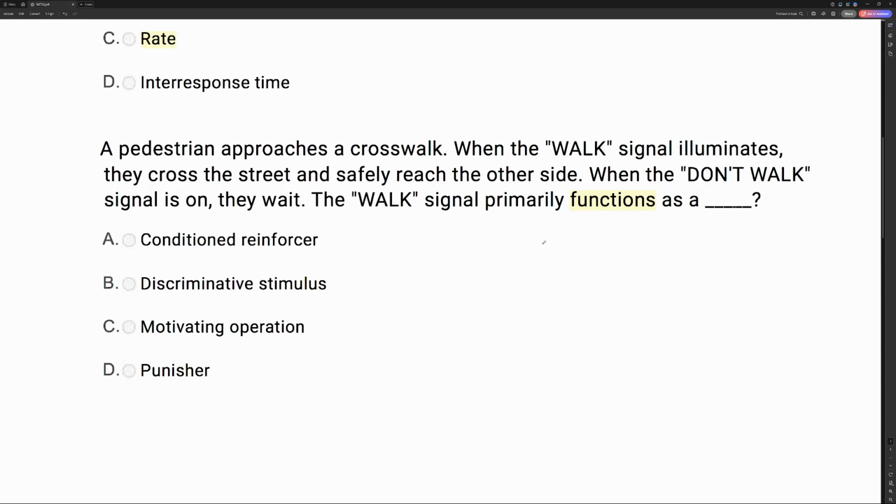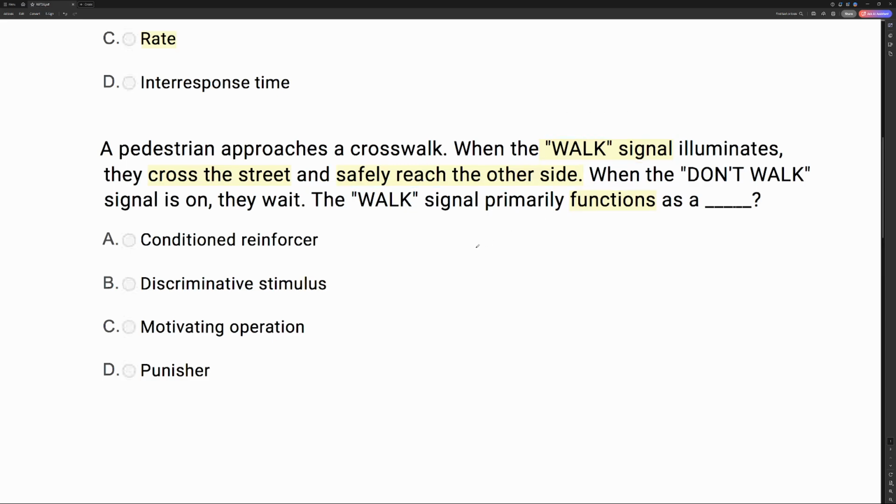Now, what you always want to do is first identify the behavior, right? The behavior in this is crossing the street. Okay, so we're looking at crossing the street as the behavior. Now, our antecedent is the walk signal illuminating. Consequence is safely reaching the other side. We're looking at the walk. So are we looking at reinforcement or punishment? No, because we're not looking at the consequence. We're looking at the antecedent.